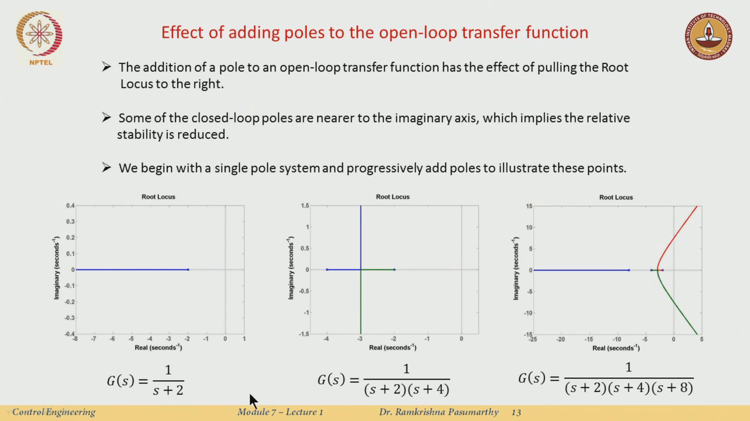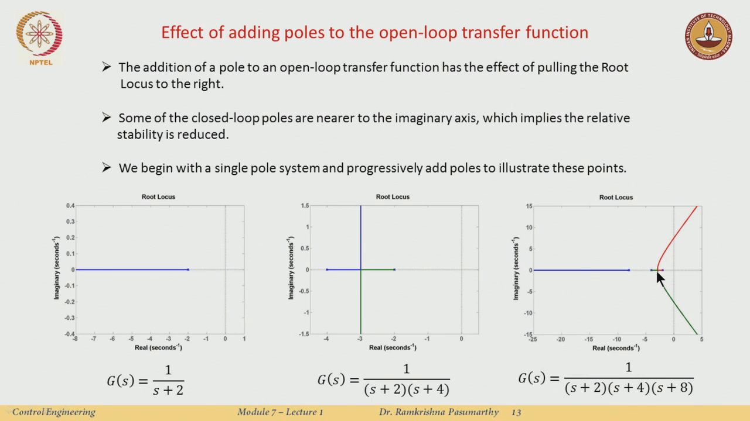Now, to this guy I add another pole at s plus 4. So, this is my original pole, I add another pole here, and what I know from the first class of root locus is that this guy will move towards the right, this guy will move towards the left, they meet each other and then they go their own ways. Then I say, well, I will just do some more experiments, I will just add a pole at s plus 8. So, I have poles at minus 2, minus 4 and minus 8.